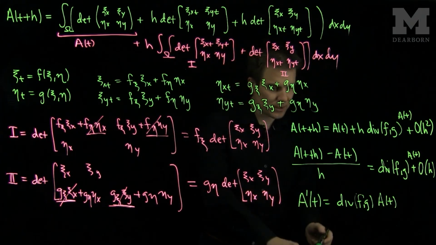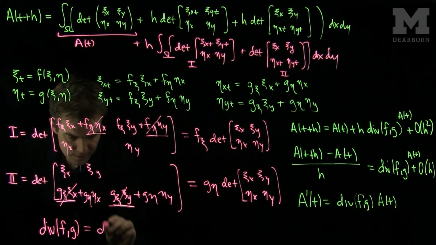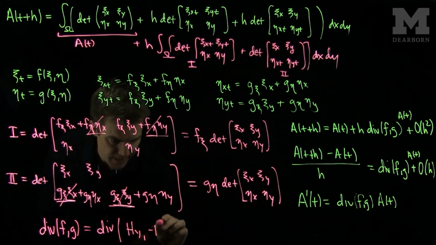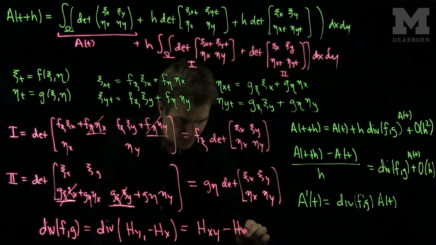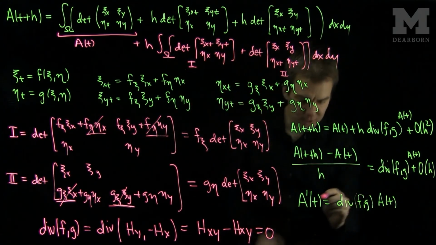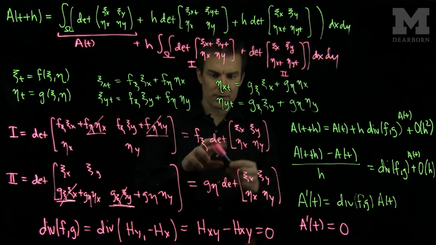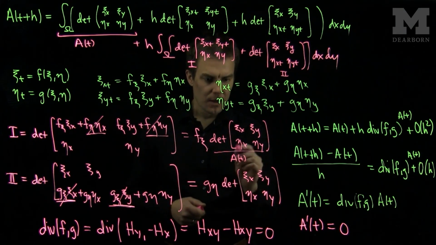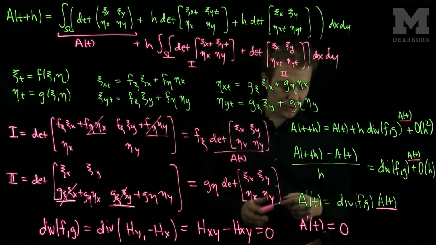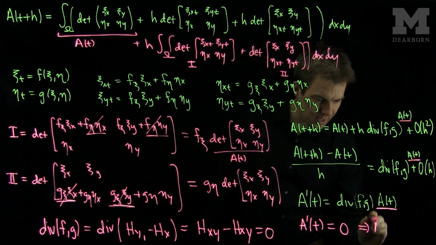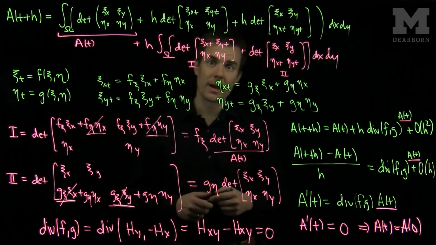So in particular for Hamiltonian systems, the divergence of (f, g) is the divergence of (H_y, negative H_x), and this will be H_xy minus H_xy equals 0. So for Hamiltonian systems, this becomes A prime of t is equal to 0. This A of t, of course, is because this matrix over here is our A of t matrix when I integrate it. So for Hamiltonian systems, A prime of t is equal to 0, and that says that A of t, the area that is moved at time t, is exactly the same as A of 0, and therefore Hamiltonian systems preserve the area of the region under the flow.